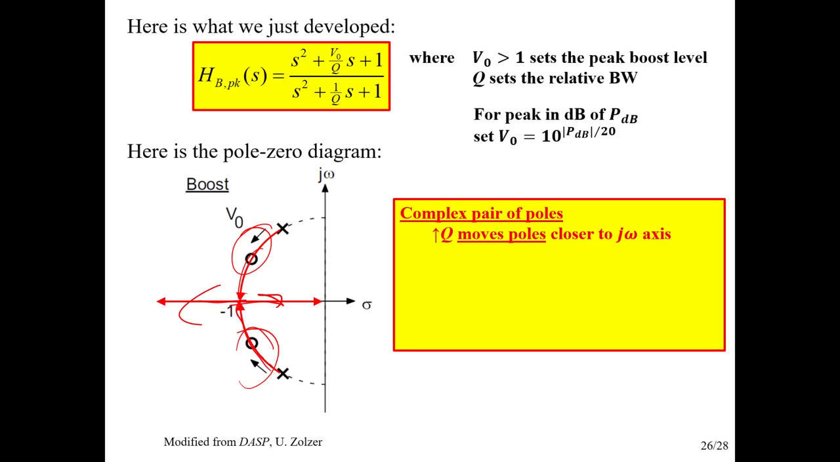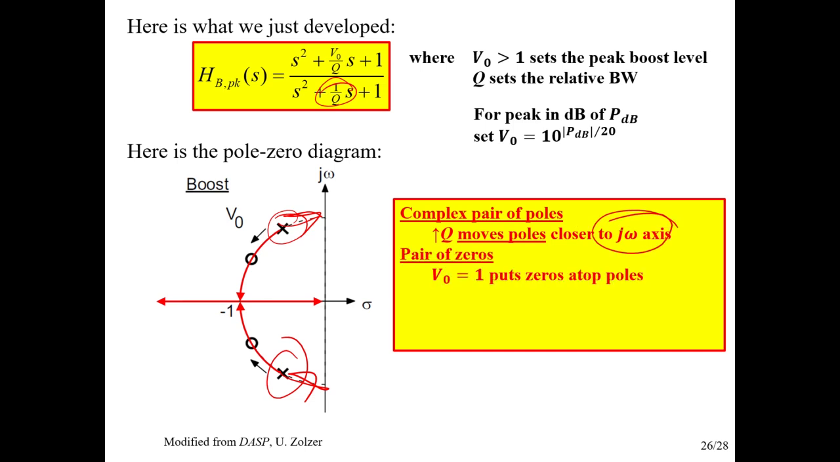The complex pair of the poles moves closer to the j omega axis. So these poles would move as Q changes. As Q gets larger, the poles move closer to the j omega axis. And then if we set V0 equal to 1, that puts the zeros on top of the poles. We wouldn't really want to try to do that in a real circuit. That's just going to have poles and zeros cancel, and it would be perfectly flat at 0 dB gain everywhere.